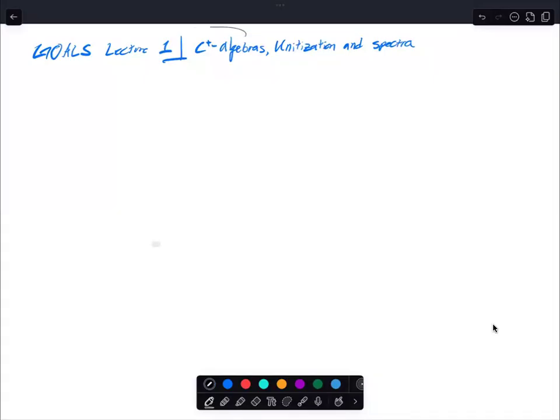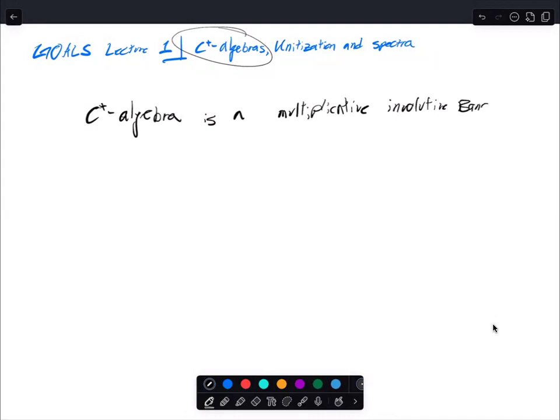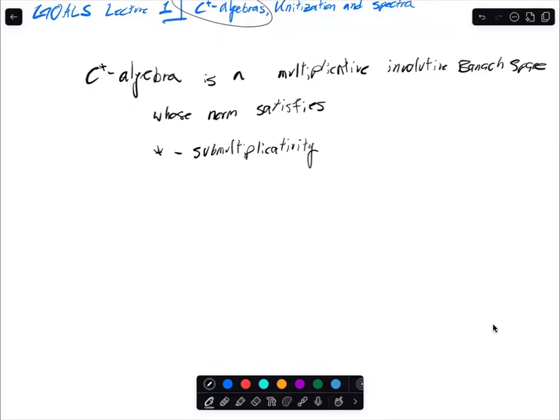First of all, let's introduce C-star algebra as the topic that we're talking about in this particular lecture. So a C-star algebra is a multiplicative, involutive Banach space whose norm satisfies two conditions. The first one is submultiplicativity, which really says that this is a Banach algebra.